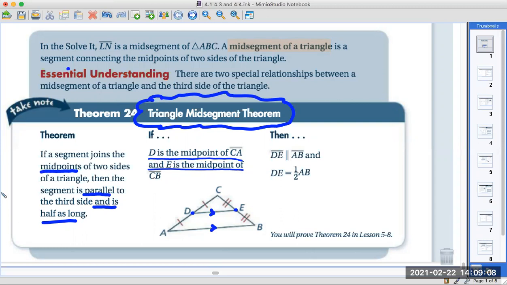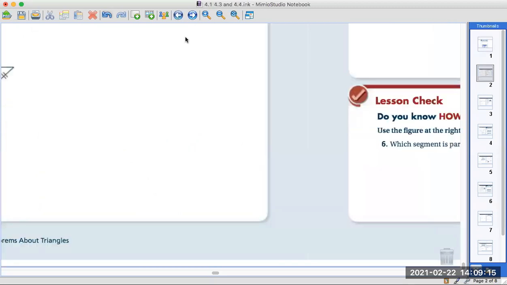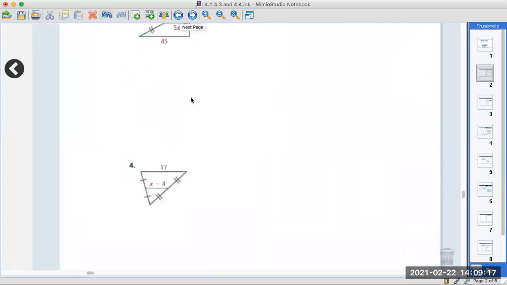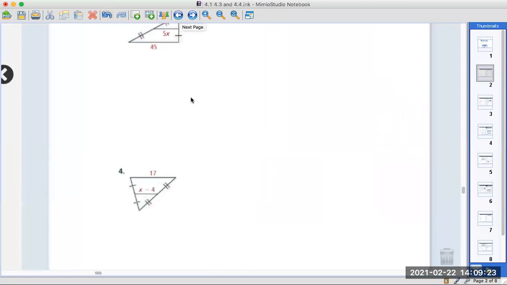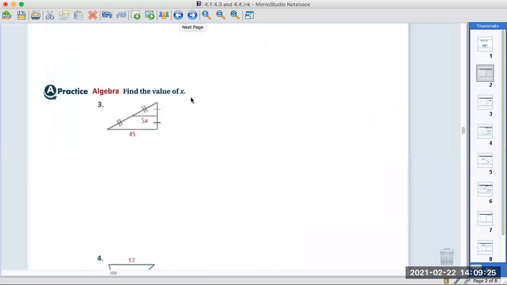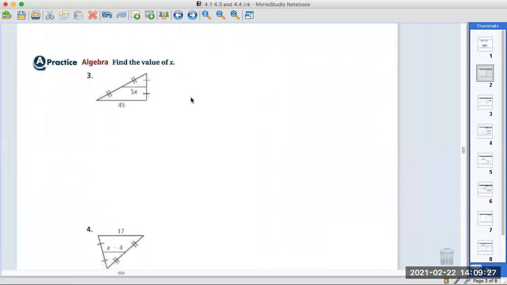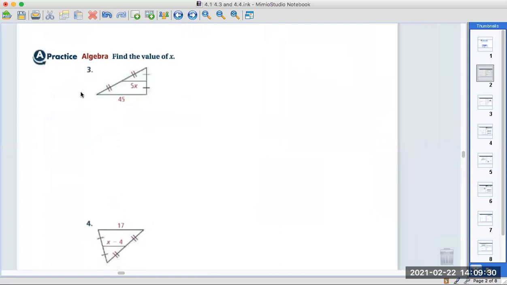Okay, so that's page 199, and then I'm skipping straight to page 202. Why do I do that? Oh yeah, here we go, 202. I believe I want to do number 3.